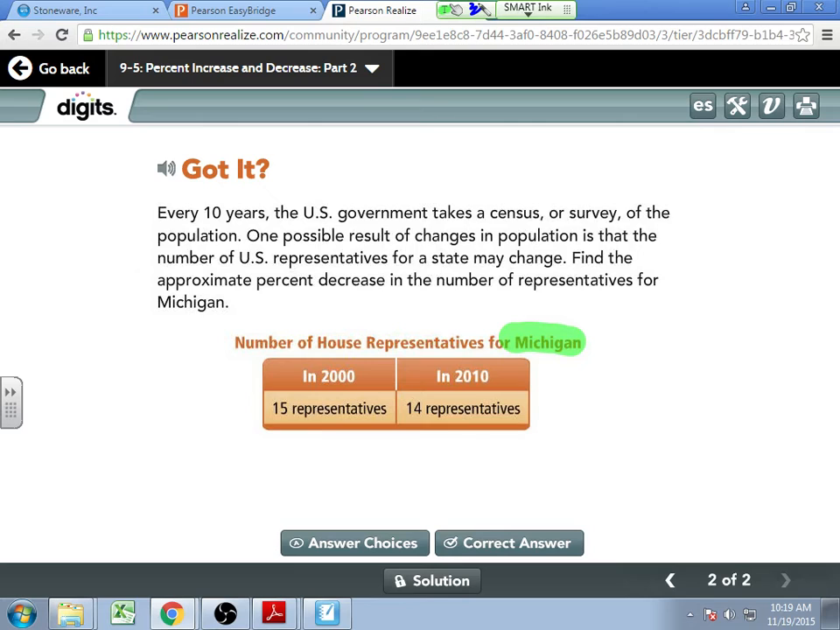Seth is probably Googling it. Mr. Williams, do you know how many representatives are in the House? I have not the slightest. 435. Seth cheated. Good job. It's 435.